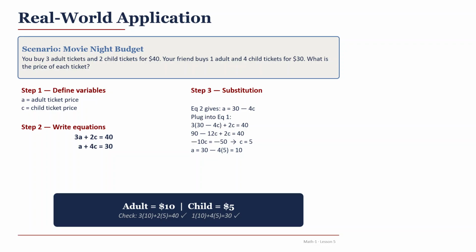Using elimination, multiply the second equation by 3 to get 3a plus 12c equals 90. Subtract the first equation, 3a plus 2c equals 40, and the a terms cancel. 10c equals 50, so c equals $5. Back substitute into the second equation. a plus 4 times 5 equals 30, so a equals $10. Adult tickets cost $10 and child tickets cost $5. This is the same elimination technique we practiced, just applied to a practical scenario.